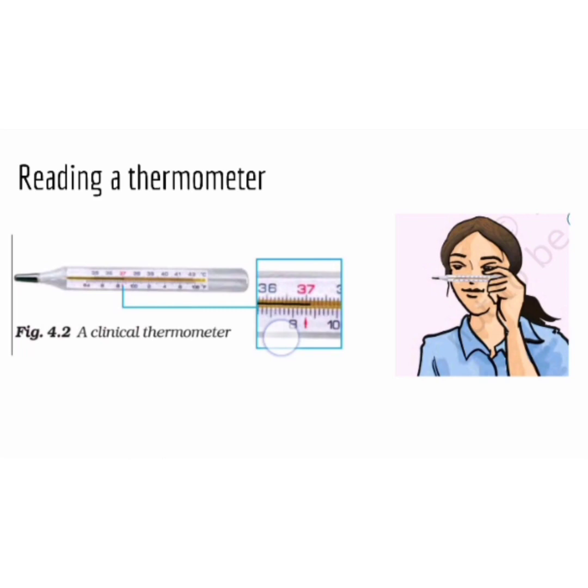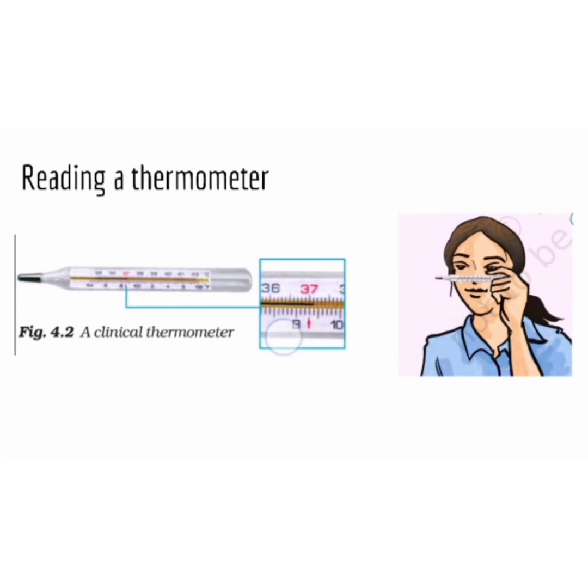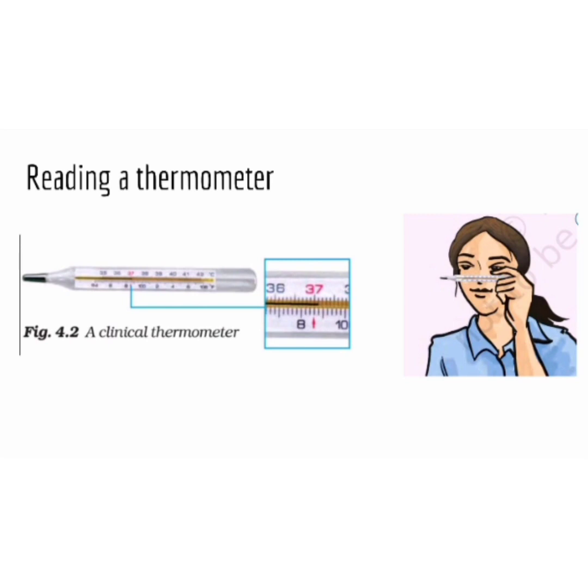Now place the bulb of the thermometer under your tongue. After 1 minute, take the thermometer out and note the reading. This is your body temperature. The temperature should always be stated with its unit, degree Celsius. Okay. What did you record as your body temperature?